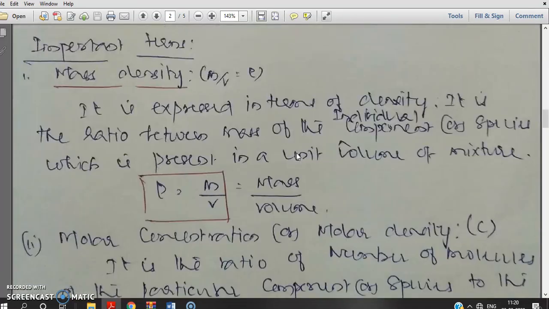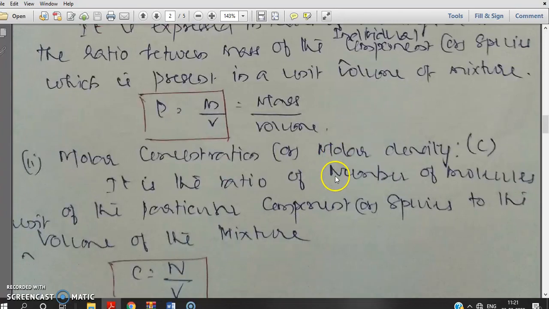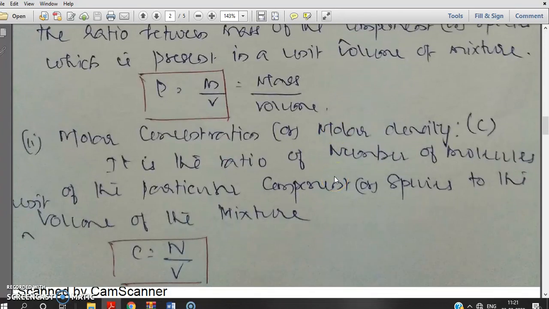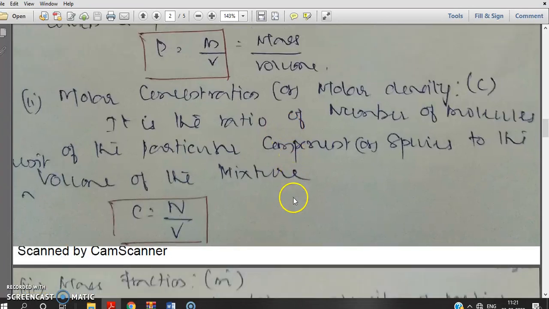Before getting into mass transfer, you need to know the basic concepts. These terms are very important. The mass density: the density is based on mass. We know that density is equal to mass per volume. It is the ratio of mass to volume of the mixture. The next one is molar concentration. It is the ratio of the number of molecules present in a unit volume of the mixture. That is C equal to M by V.